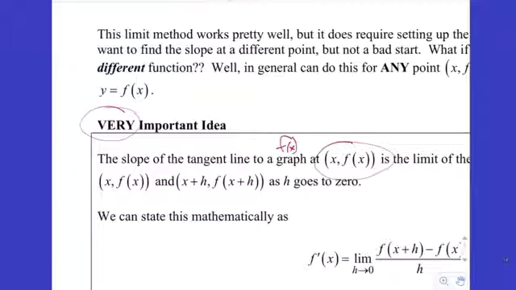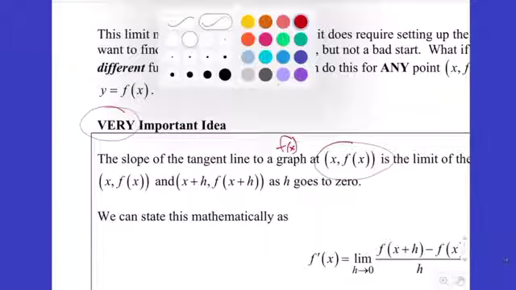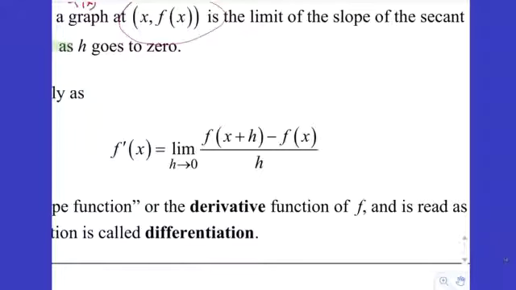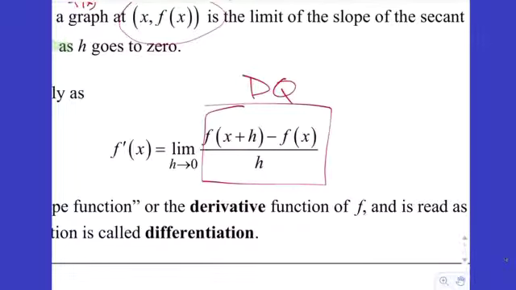We take the point x, f of x, and then we take the point that is h units away from there, x plus h, f of x plus h. And we set up the difference quotient, right? That's what that is. That's the difference quotient, the DQ. No calculus there, right? That's just algebra. Change in y over the change in the corresponding x.